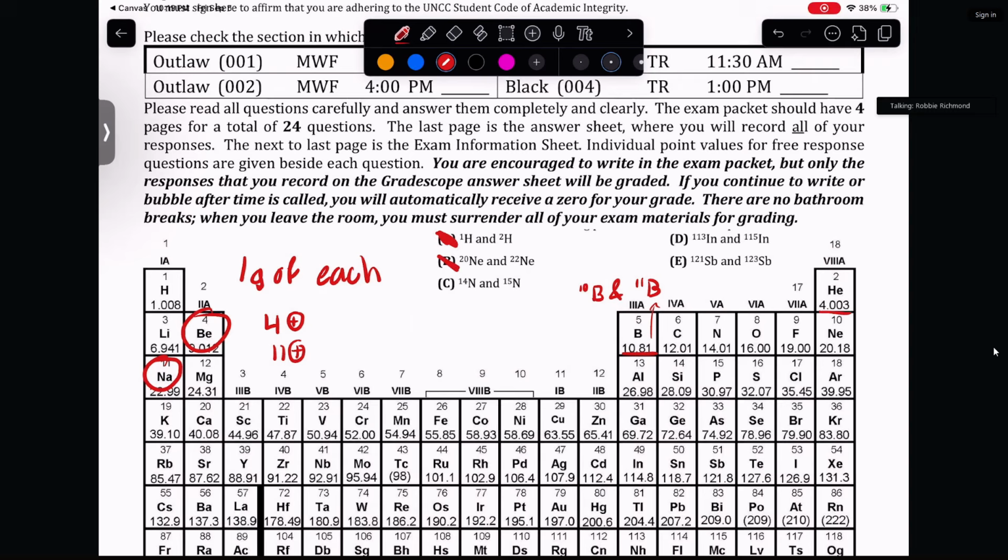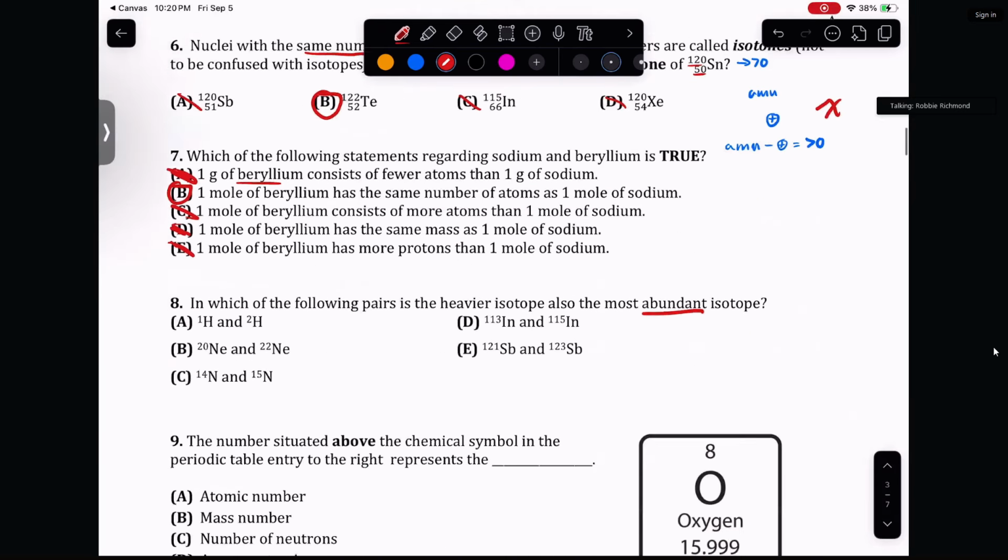Nope. C, nitrogen 14 and nitrogen 15. 14.01 for nitrogen. That's the average. That's very close to 14. For IN, over here, it's 114.8. So we have isotope 113 and 115. 114.8 is much closer to 115. So our answer would be D. But let's look at answer choice E to make sure. Antimony, 121.8. That's closer to 121 than 123. So this is not the answer. My fault. Okay. Answer choice D.